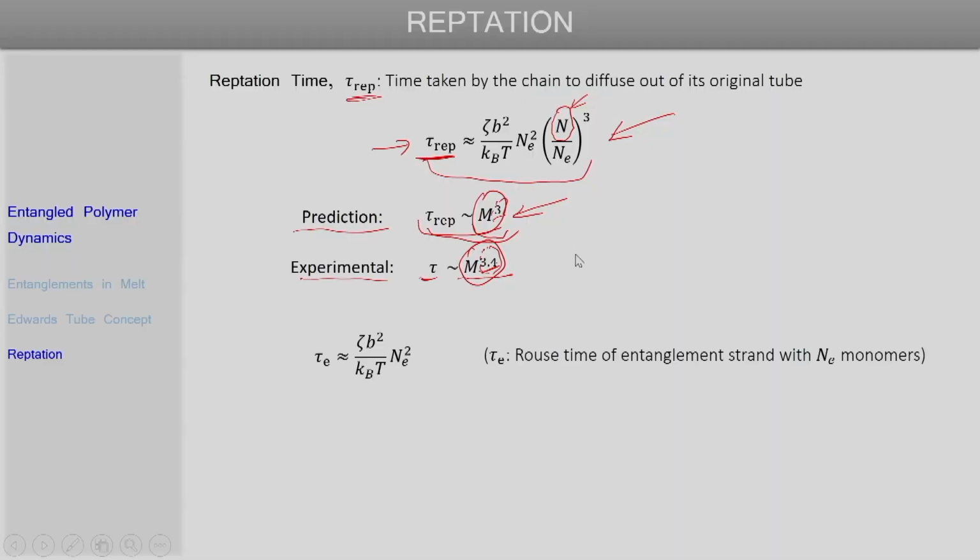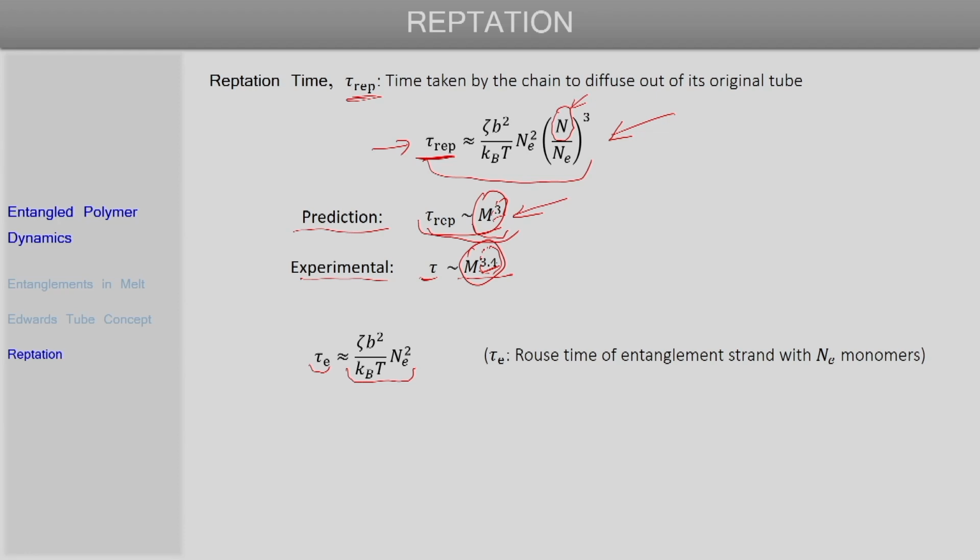Now, if we consider the entanglement strand, we can define a characteristic relaxation time for the entanglement strands of the polymer chain as well, represented as tau e, given by this expression. We can use this expression here because an entanglement strand is the region of polymer chain between two entanglement points. So, its characteristic relaxation time can be described using the Rouse model, because the entanglement strand is a portion of the chain with a size smaller than the length scale set by the presence of entanglements. This Rouse time of the entanglement strand, which contains Ne monomers, we can write simply like this.